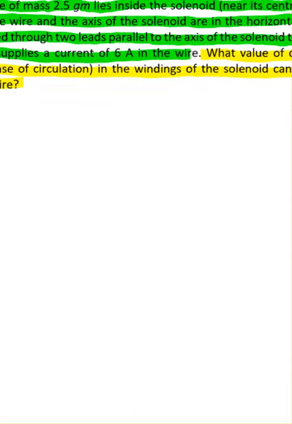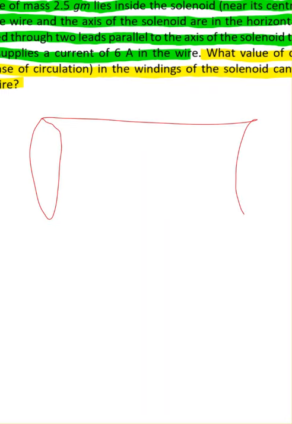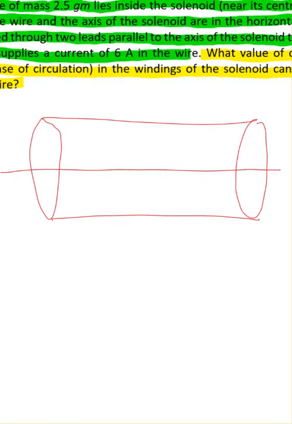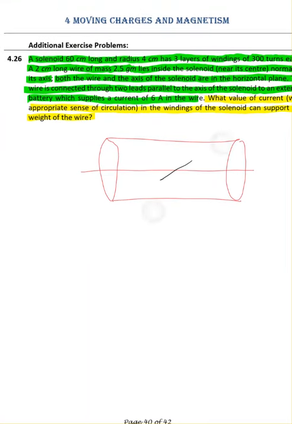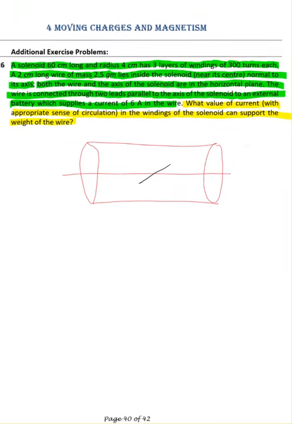So here we have a solenoid, and let this be the axis of solenoid, and then we have a small wire say placed perpendicular to the axis. So let the small wire be like this, and obviously the wire should fall down because of weight mg, but we want it to remain suspended.